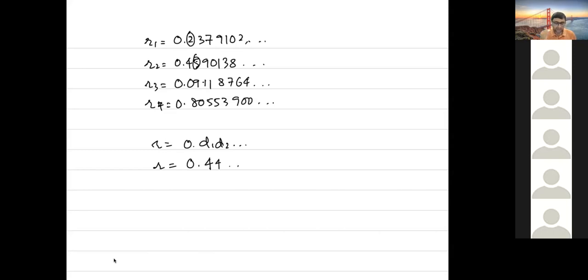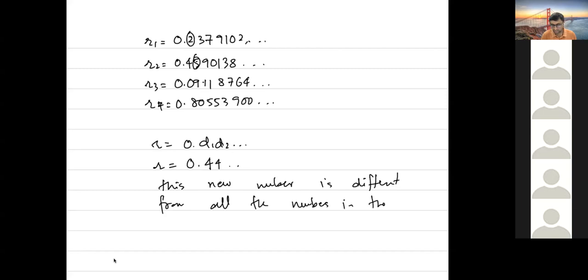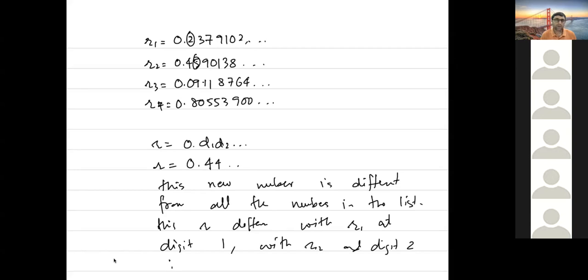So we will create a new number here. My claim is that this new number is different from all the numbers that we have in the list. This R differs from R1 at digit 1, with R2 at digit 2, and so on. So this number R differs from R1, it differs from R2, it differs from R3, it differs from R4, and so on and so forth.